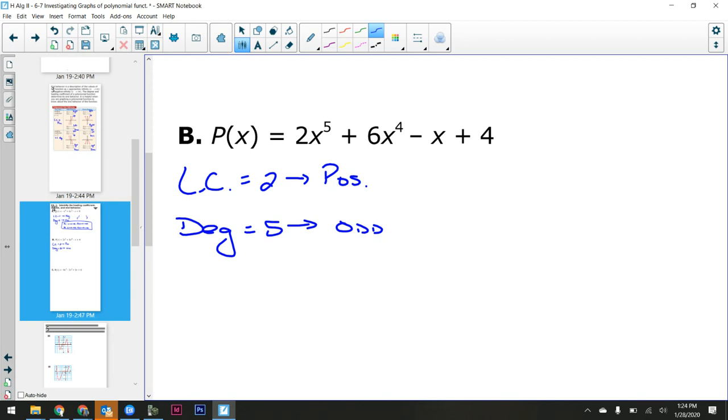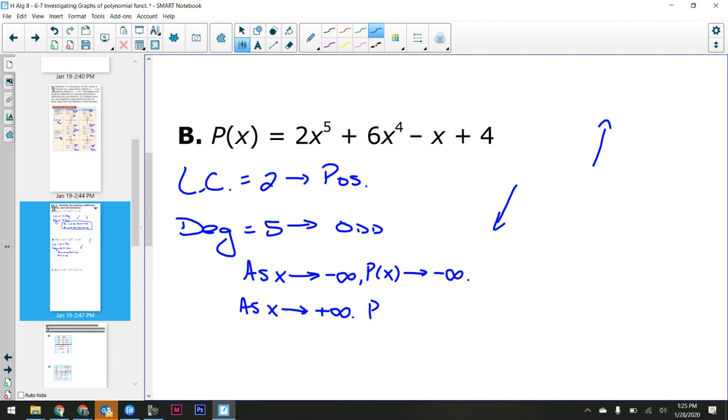Positive even, negative even, positive odd. Right arm up, left arm down. Right up, left down. Okay, so as x approaches negative infinity, on the left side it's going down, p of x goes down. On the right side, the function, p of x increases, goes up.